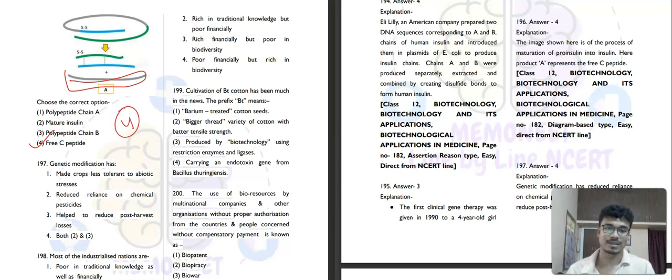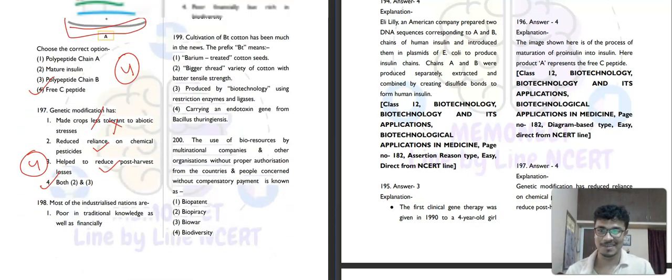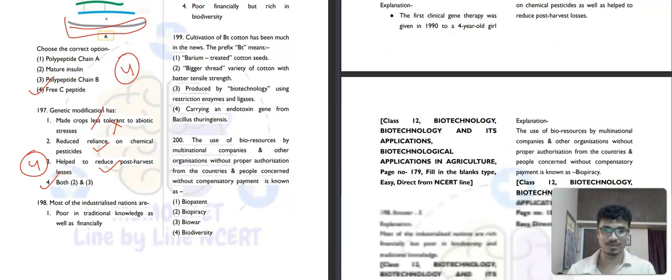Then question number 197. Genetic modification has made crops less tolerant to abiotic stresses. It becomes more tolerant, so not correct. Reduce reliance on chemical pesticides: correct. Help to reduce post-harvest losses: correct. Both options, so fourth option. I think this kind of question we already solved. We are limited in questions, we are not getting enough good questions to put. Obviously, you need to solve the best questions possible.